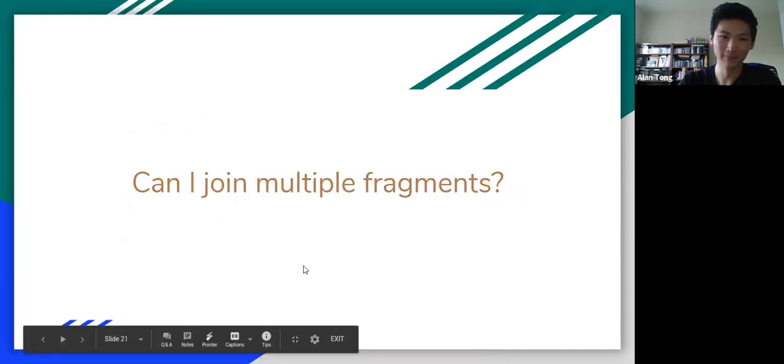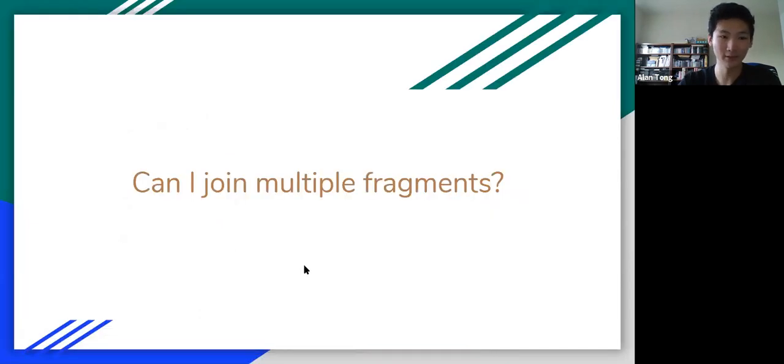Here's a question. Can I join multiple fragments? So far I've seen that I can use one enzyme and cut, ligate, and now I have two fragments joined together, plasmid plus insert. Can I join multiple fragments together? What do you guys think? Participants, yes or no, you can't do both.